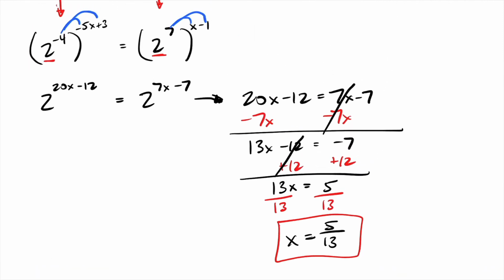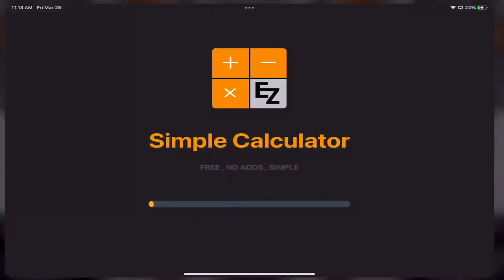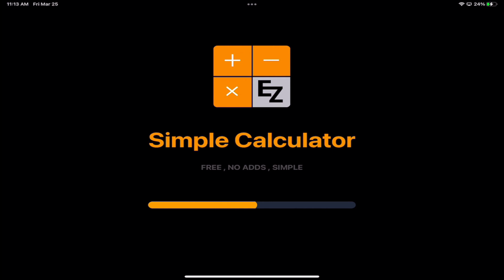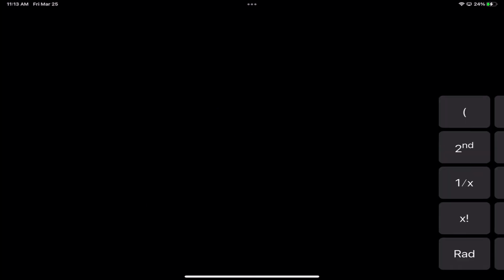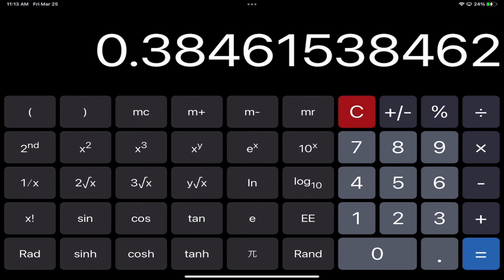It's not a nice, pretty answer, right? 5 over 13. If you put it in your calculator, let's see what kind of answer we're going to get. It's not going to be a pretty answer. It's going to be a decimal. 5 divided by 13. My calculator stopped writing numbers after the 2 at the end. It keeps going, and it doesn't repeat at all.